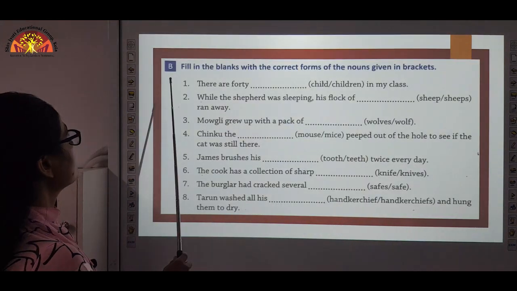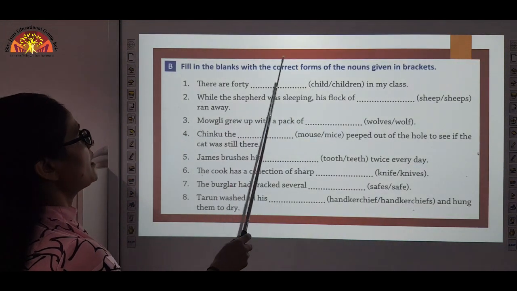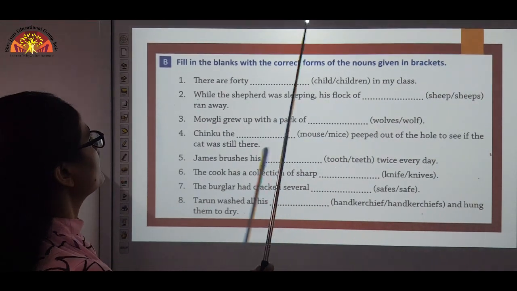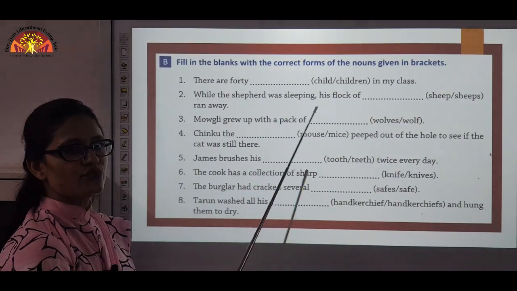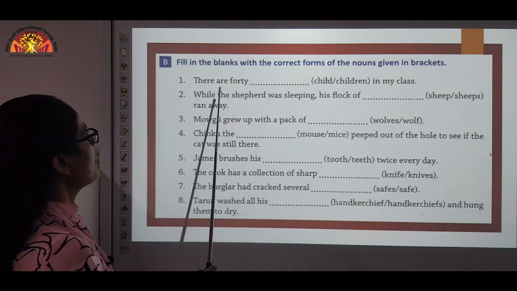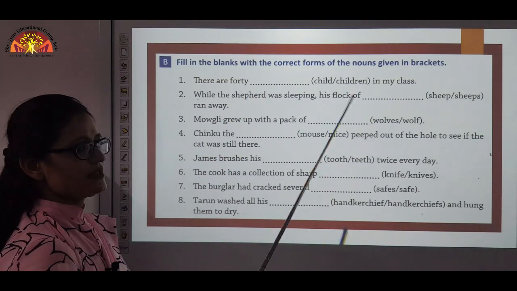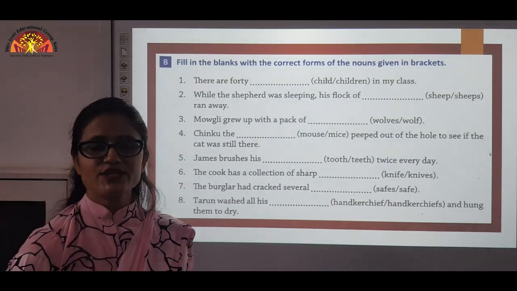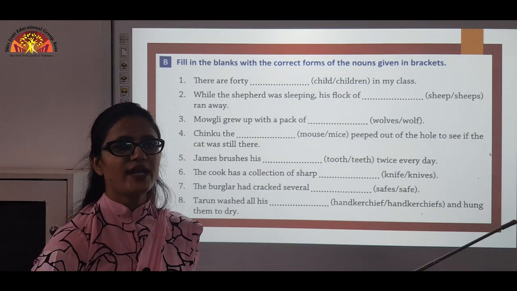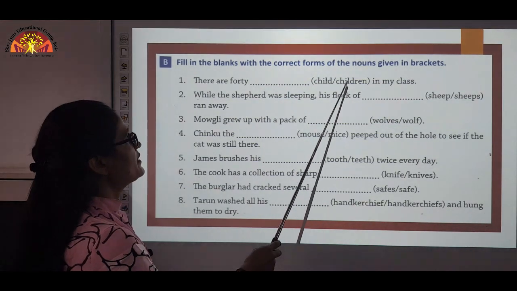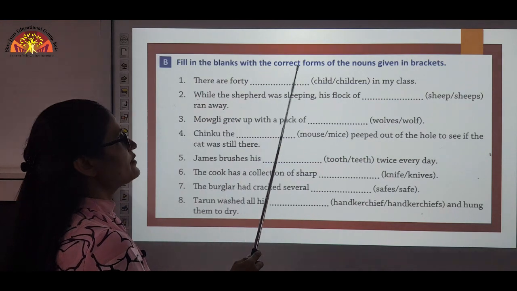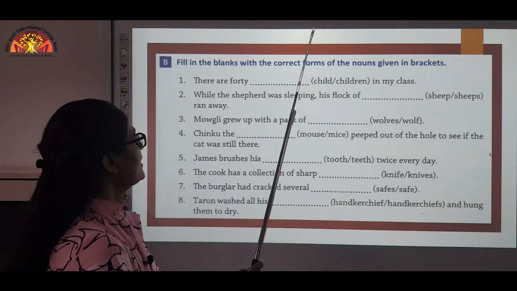Now exercise B, fill in the blanks with the correct form of nouns given in the bracket. What you have to do, you have to choose the correct option. There are 40 dash in my class. Now suppose मेरी क्लास में 40 बच्चे हैं, 40 students are there. So what I will be calling them? Children. There are 40 children in my class, right?